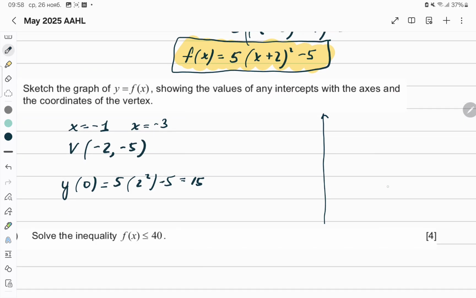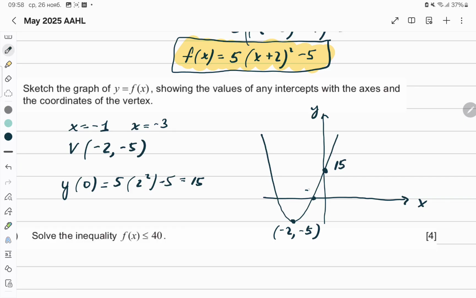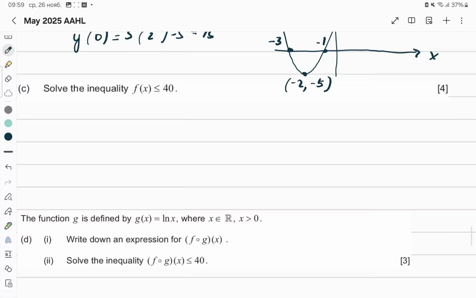It's going to look like this, x and y. So the vertex is here, -2 and -5. The y-intercept is 15. This is -1 and -3. That's it. So that's how you can get 4 marks. Now let's turn to part C.